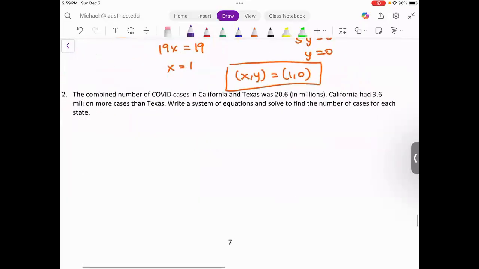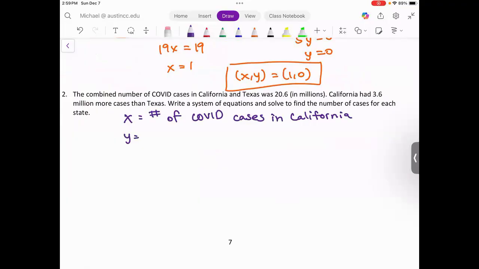Okay. The combined number of COVID cases in California and Texas was 20.6 in millions. California had 3.6 million more cases than Texas. Let's write a system of equations and solve to find the number of cases for each state. So first, define your variables. Let's call x the number of COVID cases in California, and y the number of COVID cases in Texas.